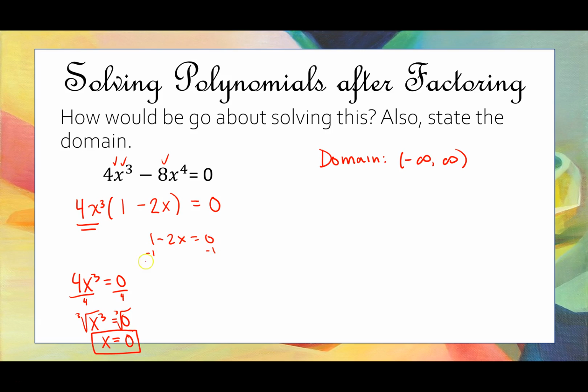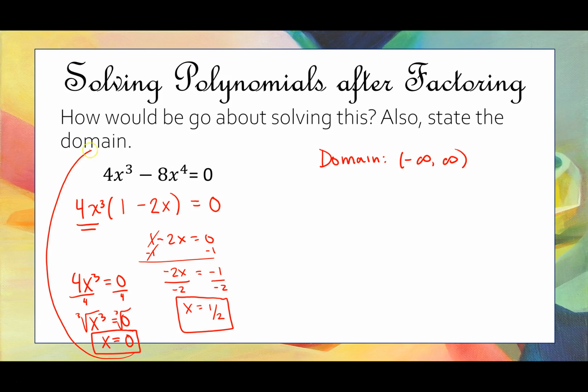Subtract 1 from both sides. Get negative 2x equals negative 1. Divide by negative 2. And you get x equals a positive 1/2 because the negatives cancel. So that's our solution, because if we were to plug in 0, let's go ahead and do it. So if I plugged in 0 here as well, this gives me a 0 minus a 0, so 0 does in fact solve my answer. And same thing would be true if we plugged in that 1/2.